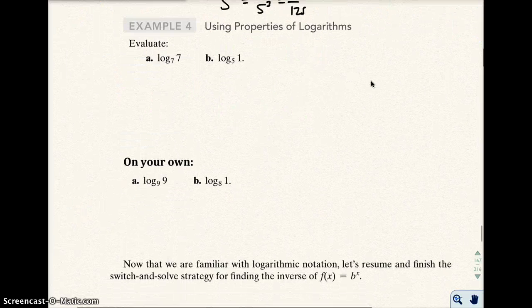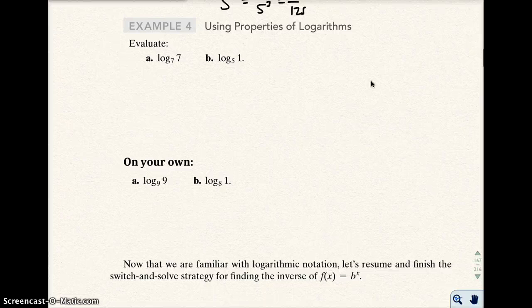Example 4. Let's go ahead and evaluate these. We're going to do the same idea. 7 to what power will give me 7 right back? That's going to be just 1. 5 to what power will give you 1 back? That's going to be 0, because 5 to the 0 equals 1.